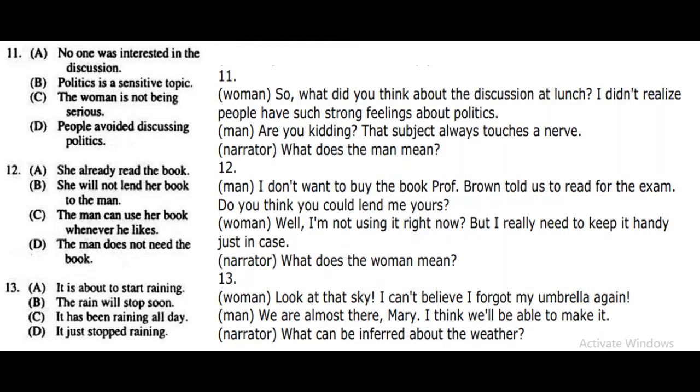Number 12. I don't want to buy the book Professor Brown told us to read for the exam. Do you think you could lend me yours? Well, I'm not using it right now, but I really need to keep it handy just in case. What does the woman mean?